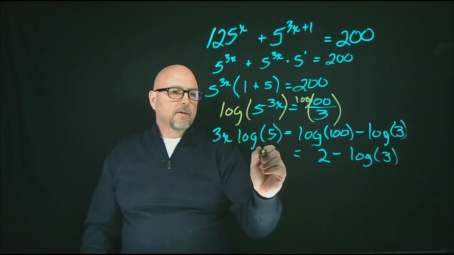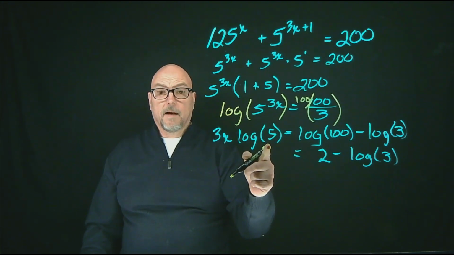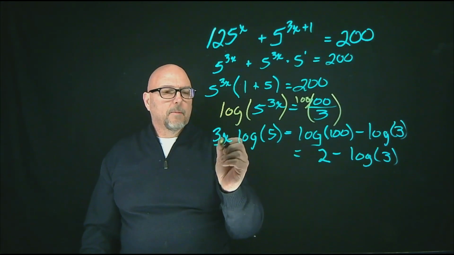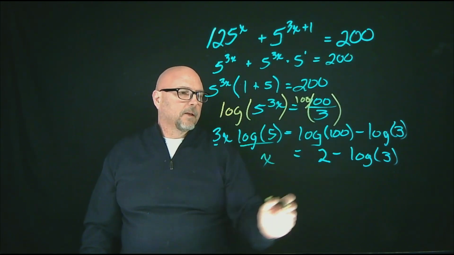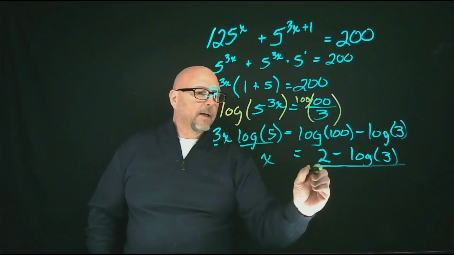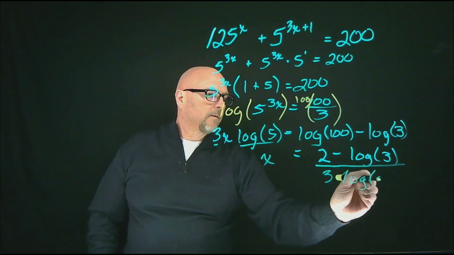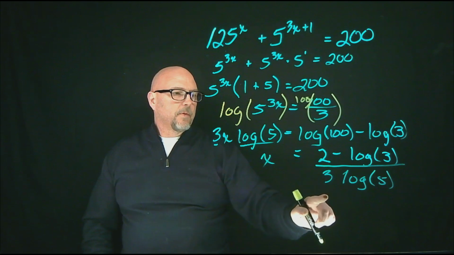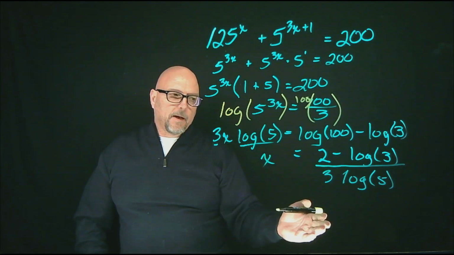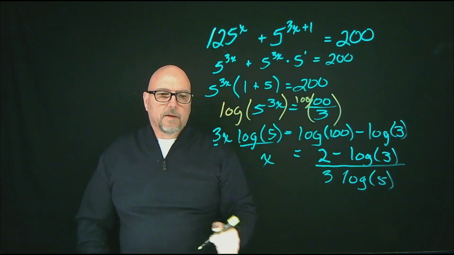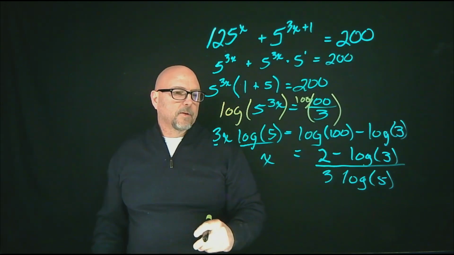Over here, I'd still have a 3x and common log of 5. So we're going to divide both sides by 3 times the common log of 5. So that leaves us with our x here. So this answer looks a little bit different than the answer we had before, but they're equivalent. If you typed them both into your calculator, you'd get the same decimal approximation.